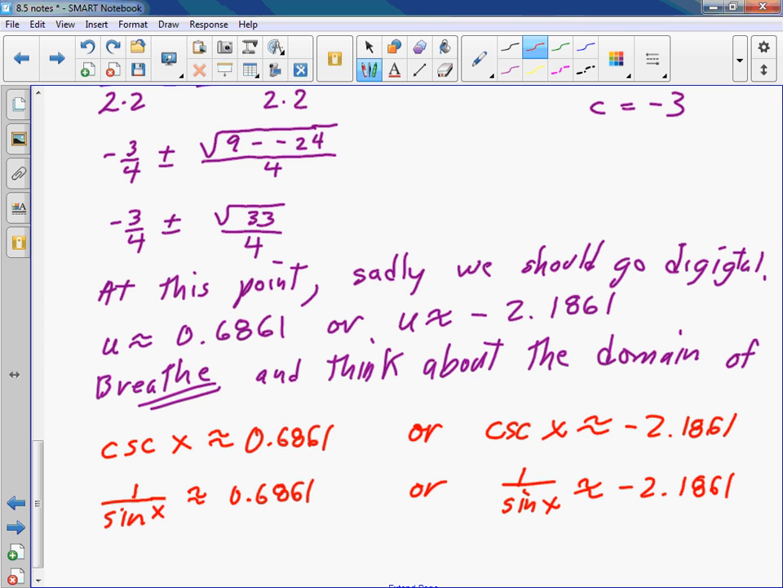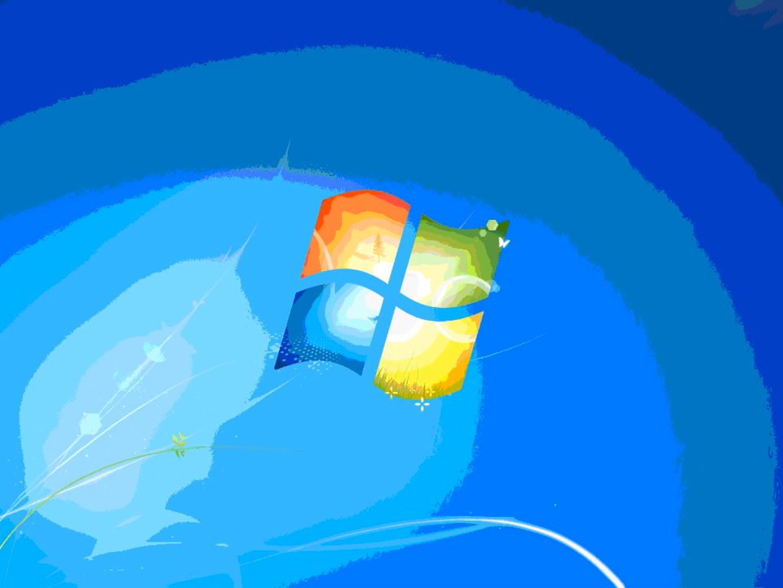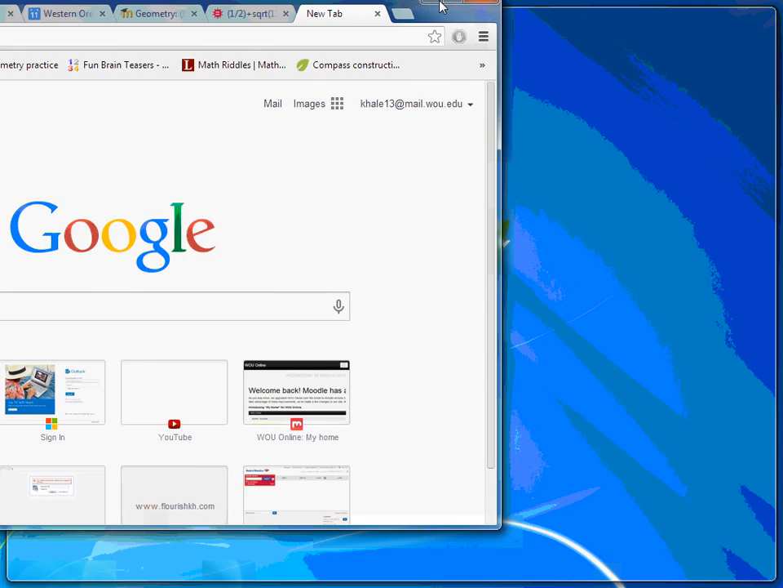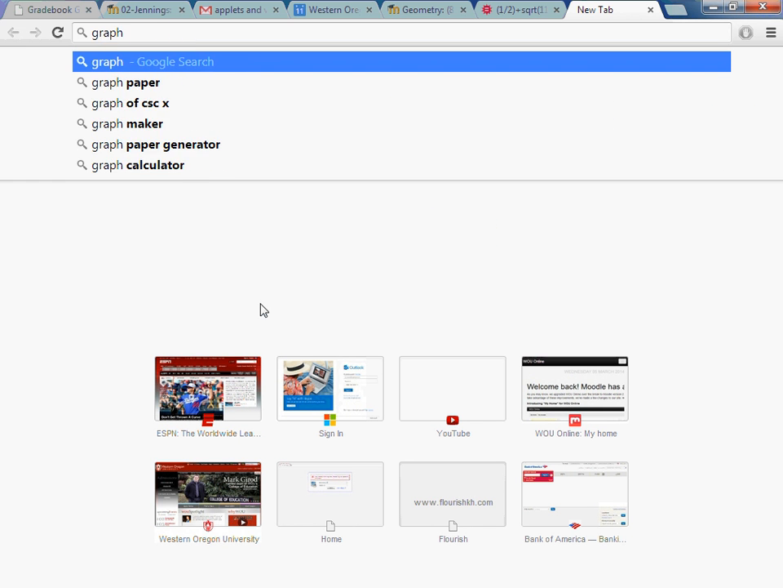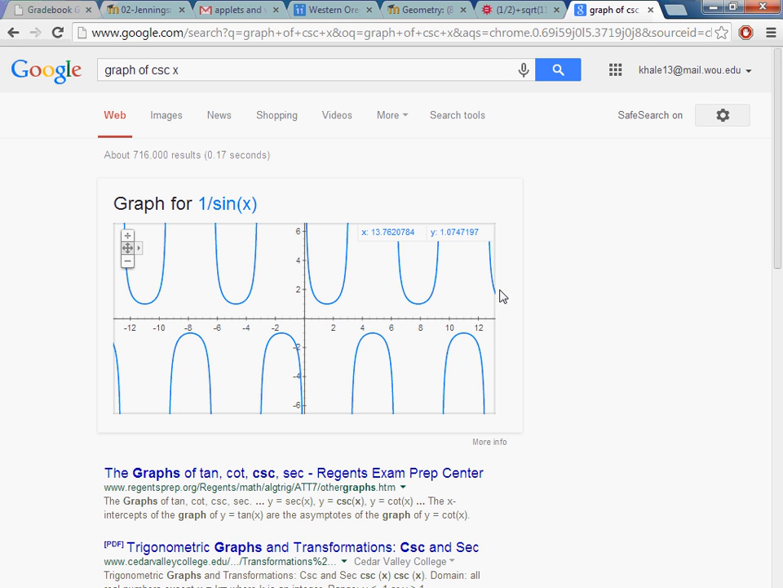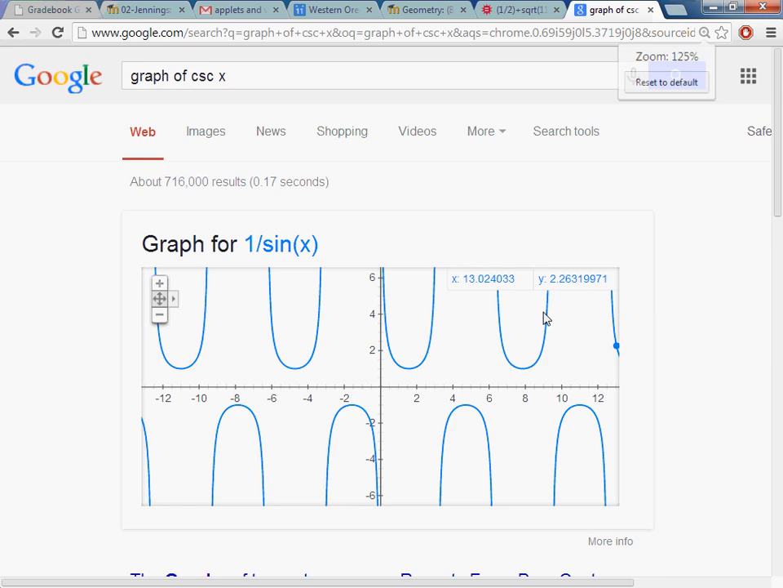We've got to be a little bit careful here, because remember when we did the graph of cosecant? We got to be a little bit careful. Let's see what I can come up with. Okay. And you may or may not have this with you, but the graph of cosecant x. Okay, here it is, and I'll try to make it a little bit closer.